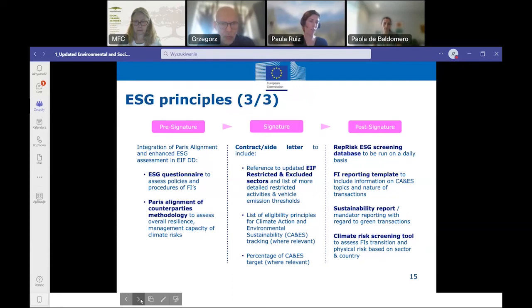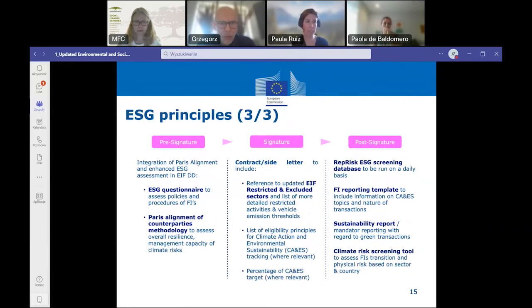ESG high standard practices. Then on Paris alignment, exclusions and restrictions, which is already at the level of the signature. So when we are already drafting the contract or the side letter with the FI that has already been selected by the EIF, we have an approach that is aligned to the EIB's, and here we also have a proportionate restriction for inclusive finance, including not only microfinance institutions, but also social finance lenders or other institutions that have social enterprises as a target group in the portfolio. This proportionate approach is mainly aligned to the EIB energy lending policy restriction, but we are not adding all the requirements that we apply for other institutions.